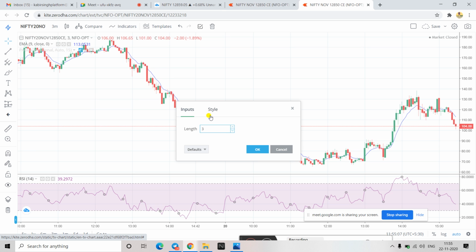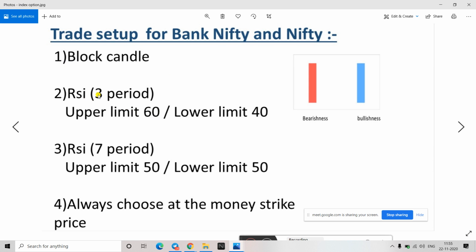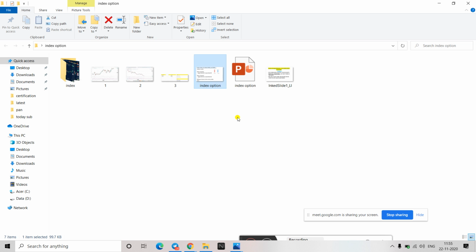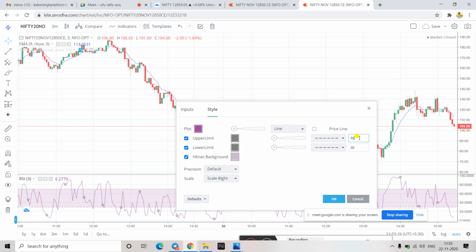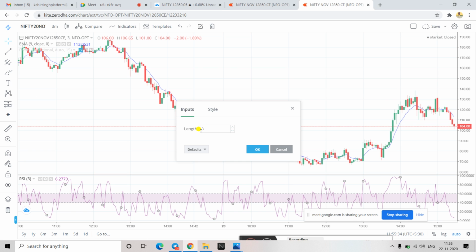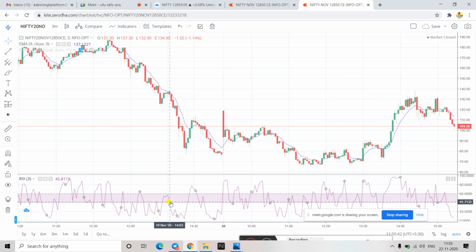Just look at this. I'll share the PPTs also, so you'll get an understanding. Here it is RSI with period 3 and limits 60 and 40. So what I have done is changed the 14 period to 3, and the upper and lower limits to 60 and 40. Now it will look like this. And I'll apply one more RSI, so this is a double RSI strategy.